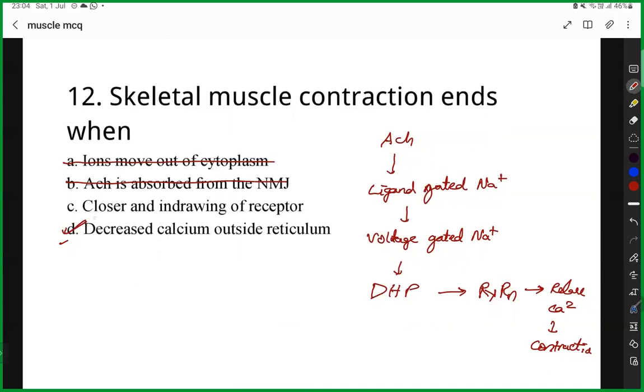But now my question is, why is closer and indrawing of receptor not the answer? Remember, there cannot be indrawing of receptor and all. When there are closer receptors, that means more receptors are present. When more receptors are present, more acetylcholine comes into play. If they had given the same thing as SERCA, closer SERCA, or indrawing of SERCA particularly, I would have chosen this option. But the best answer is the decrease in the calcium outside your reticulum.